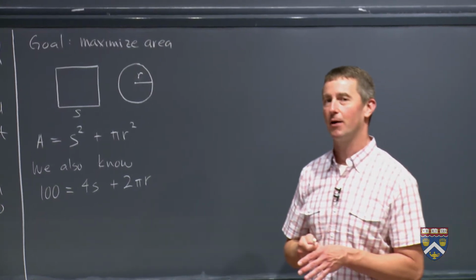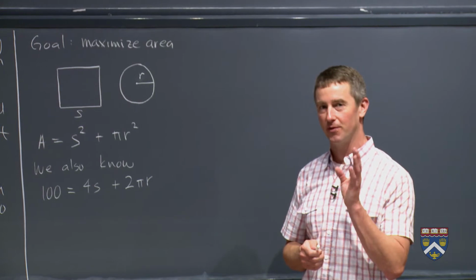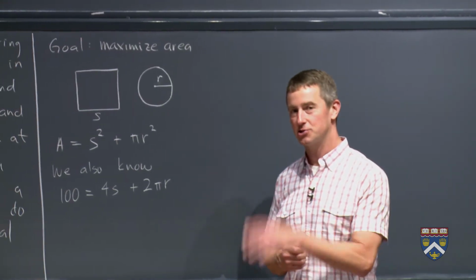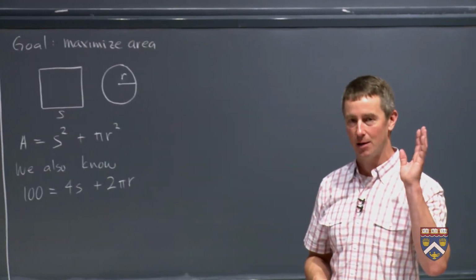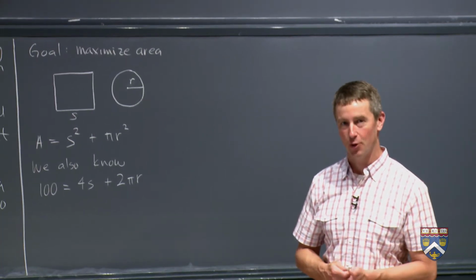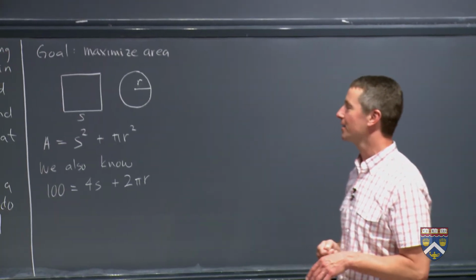You might also like to think about what happens when you take the derivative of the volume of a sphere. Do you get the surface area of a sphere? And if you take the derivative of the volume of a cube, do you get the surface area of a cube? It's an interesting thing to try to figure out.